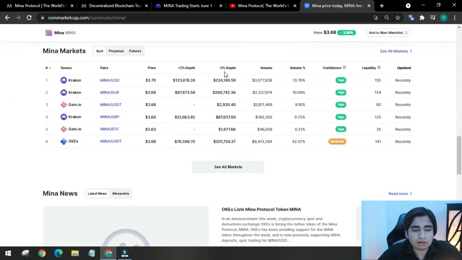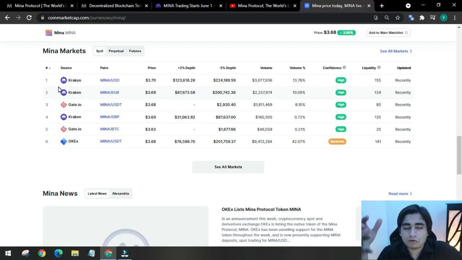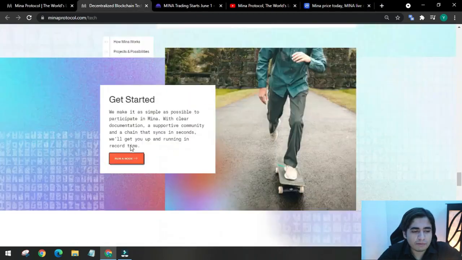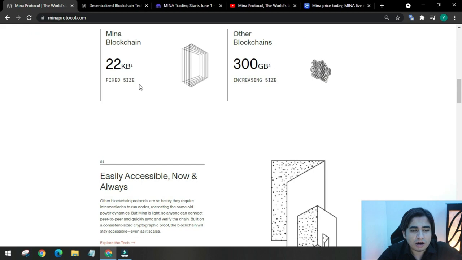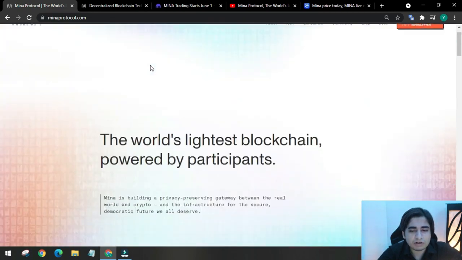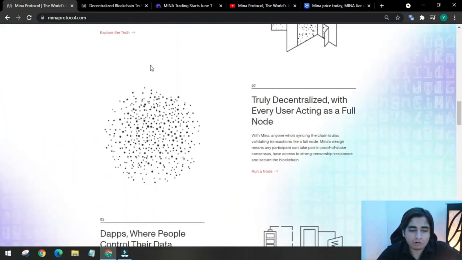And as you can see, there aren't very big exchanges like Binance and Coinbase Pro. So if MINA gets listed there, more people would take interest in this, because people use Binance and Coinbase Pro a lot to buy tokens. When it is listed there, the price would go up, so let's see when it is going to get listed. They have mentioned all of their docs and tech and community blogs, everything is available on their website, which is very detailed, and you can learn about them.